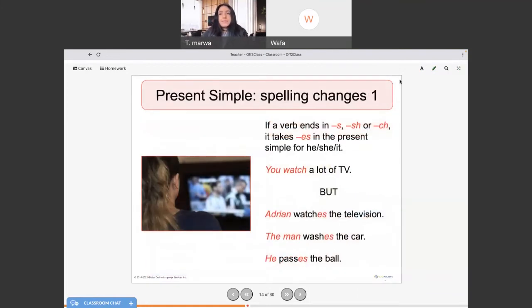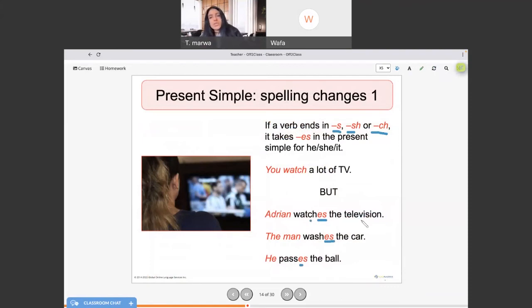Now, these ones we said them already. We said if the verb ends with S, SH, CH, or even X and O, I add in this case ES to the verb. I add ES, not only S. Like here, Adrian watches.